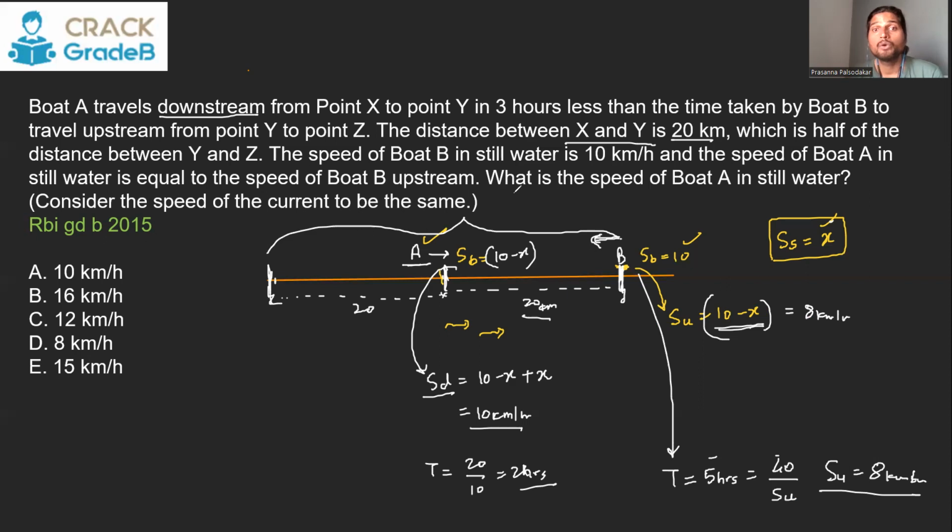They are asking, what is the speed of boat A in still water? Speed of boat A in still water is also the same, 10 minus X. That means that also will be 8 kilometer per hour. So the answer is going to be 8 kilometer per hour.